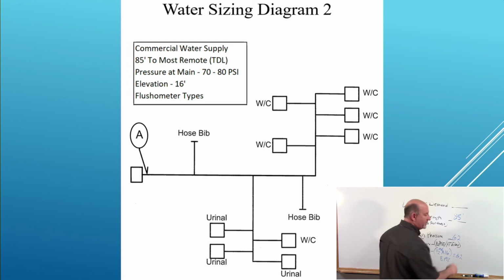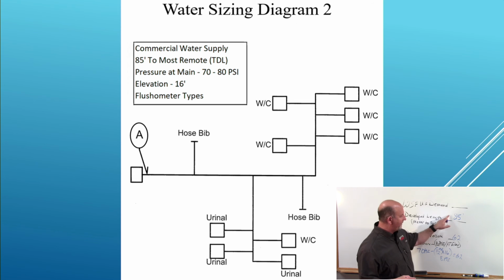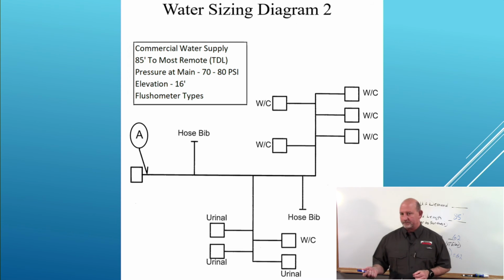The reason I'm doing these again is because, again, repetition is the best teacher. It's the same thing we did before. 85 feet, 62 psi. Now, do you agree the demand is going to be different? Because we're not feeding the same fixtures we were feeding before.